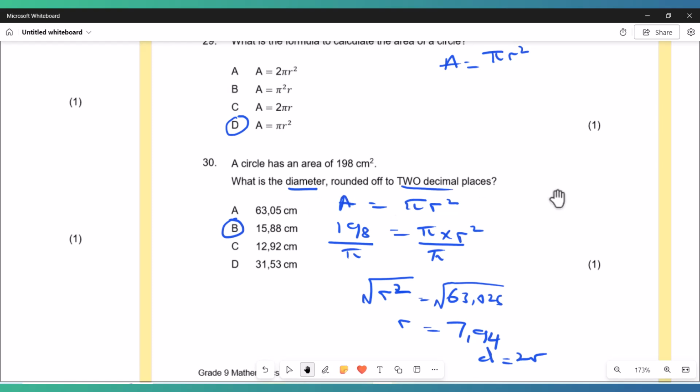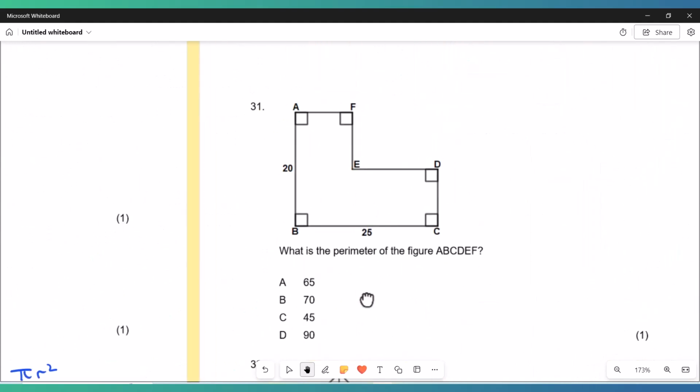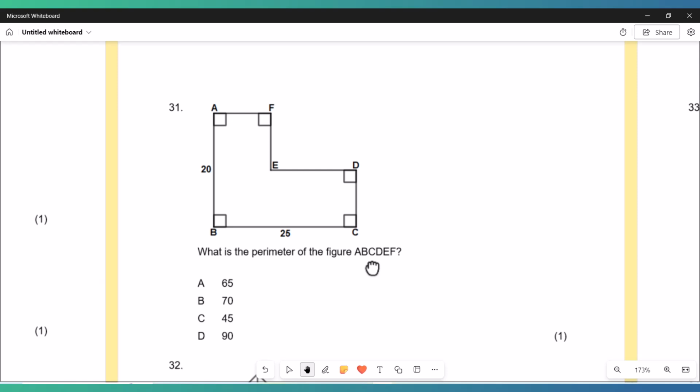Next question here, question 31. They say, what is the perimeter of the figure A, B, C, D, E, F? Now guys, look here. If I join this one like this, perimeter means the distance around the shape, all together. So in this particular case, look for the perimeter. The perimeter from A to B is the same as from F to E and from D to C. Hope you agree with me.